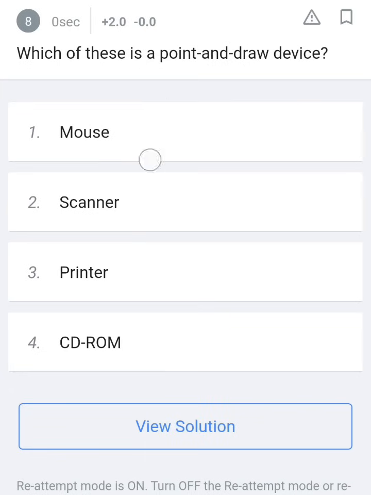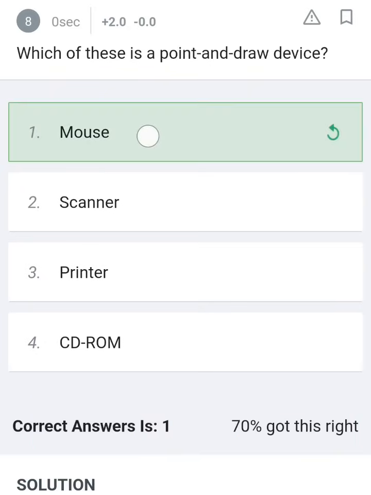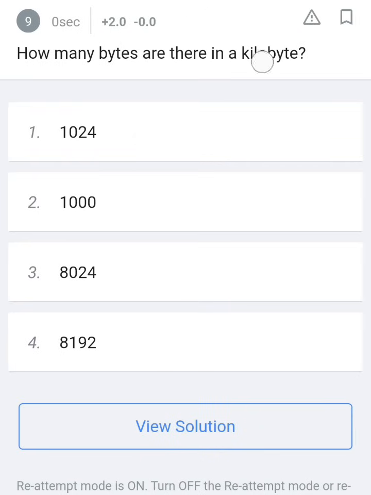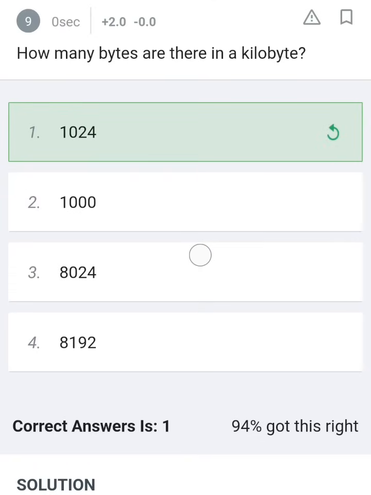Next, which of the following is a point and draw device? Suppose I open Paint, I can draw with it. So this is what? It is a mouse. Next question, how many bytes are there in a kilobyte? I've told you, 1024. Byte, kilobyte, megabyte, gigabyte and terabyte.